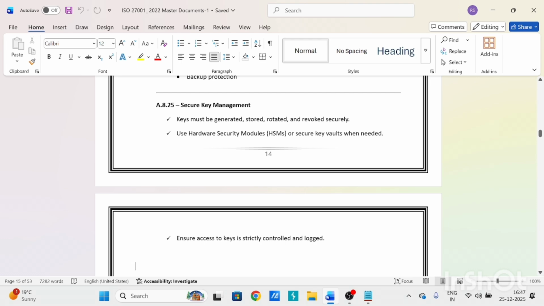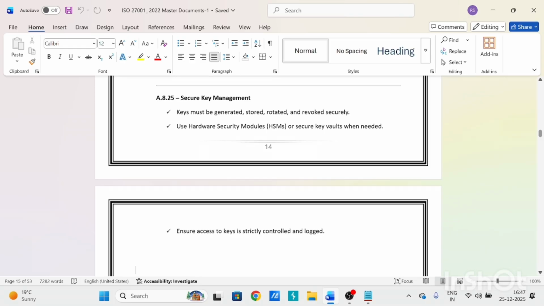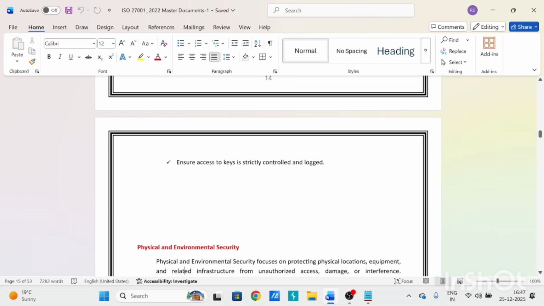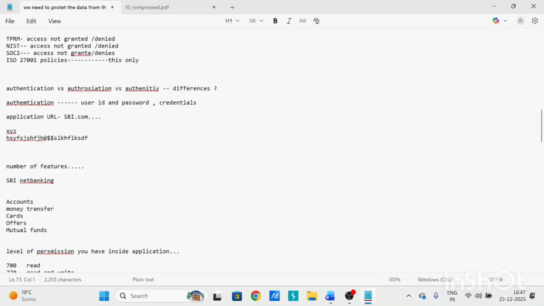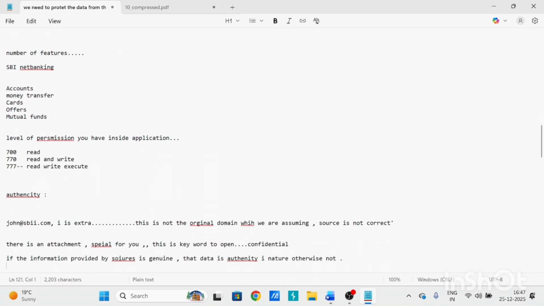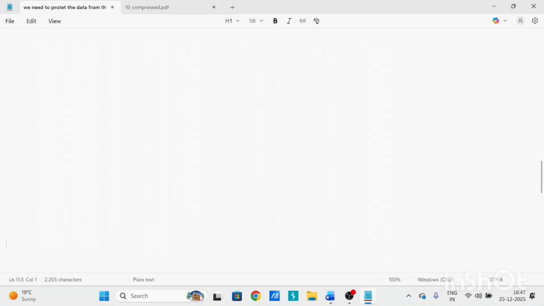What is secure key management? Keys must be generated, stored, rotated, and revoked securely. Use hardware security modules, HSMs, or secure key vaults when needed. Ensure access to keys is strictly controlled and logged. Let me just redefine the cryptographic things here.